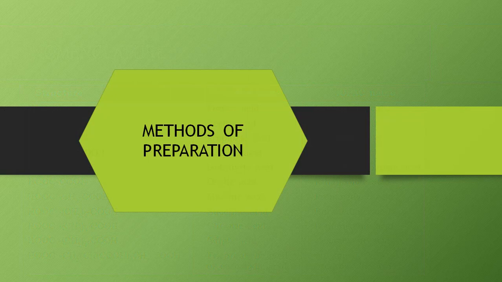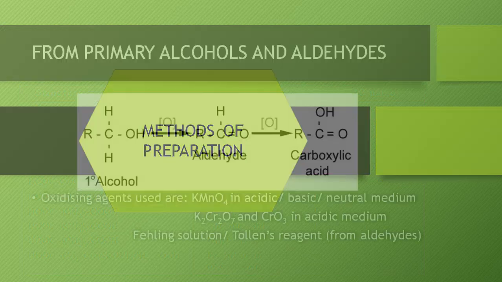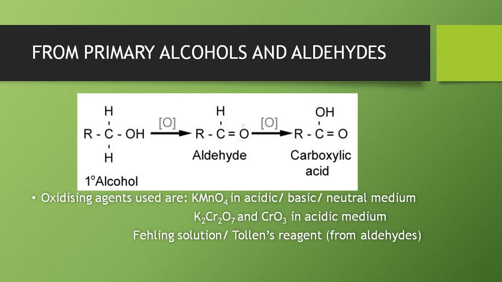Let us come to methods of preparation now. And the first method of preparation is from primary alcohols and aldehydes. Primary alcohols and aldehydes can be converted to carboxylic acids by their oxidation. You can see the oxidation here. First, primary alcohol will get converted to aldehyde, and then aldehyde on further oxidation gets converted to carboxylic acid.